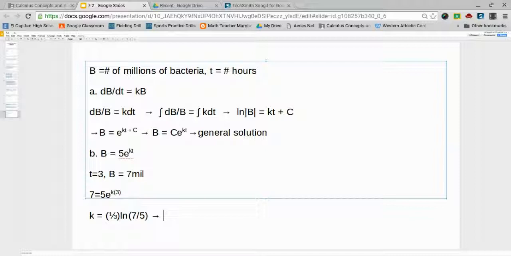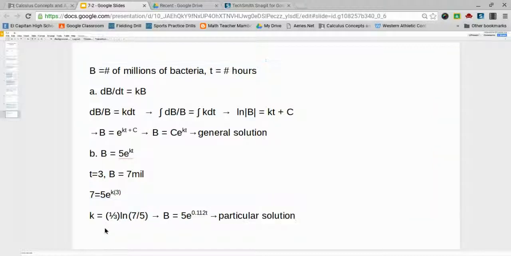So then your final particular solution is b equals 5e to the 0.112t, and there's a whole bunch of decimals after that, but I'm going to round it. And that right there is my particular solution. Okay? So now from here you should be able to solve D and E.